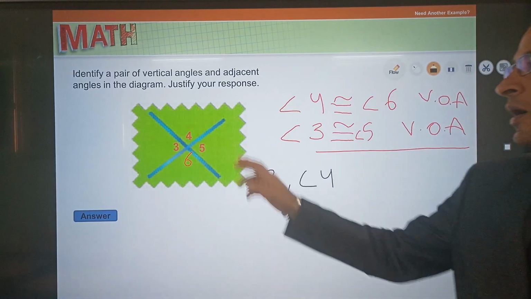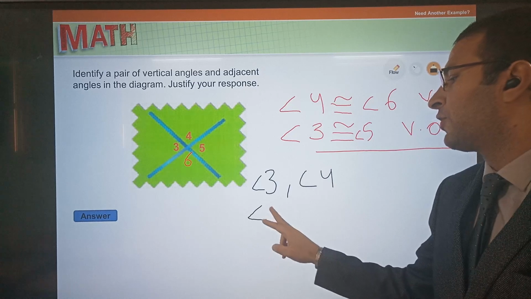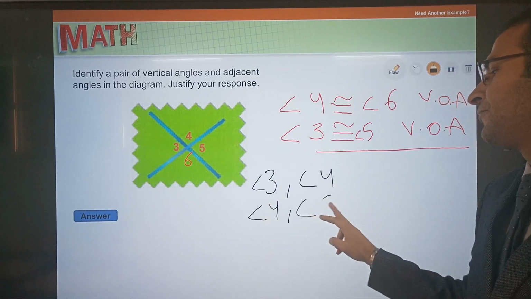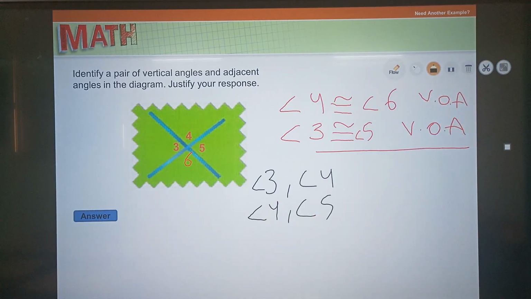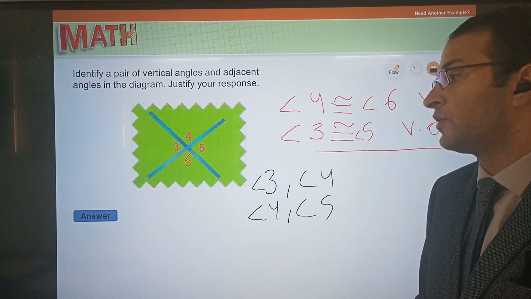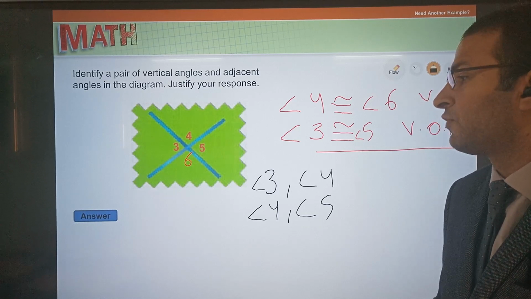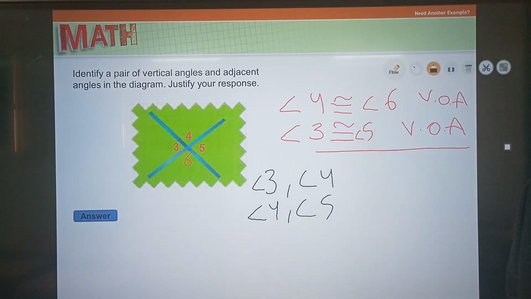What else? I have 4 and 5. Angle 4 and angle 5, they will be congruent. No, they will not be congruent, 4 and 5. They are adjacent only. So they are not vertically opposite angles. Don't say that. Okay, my son?